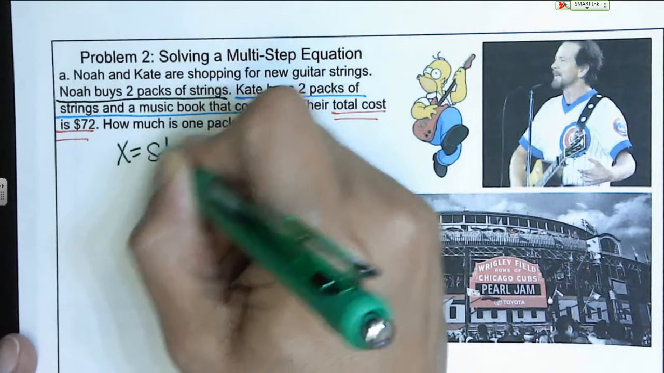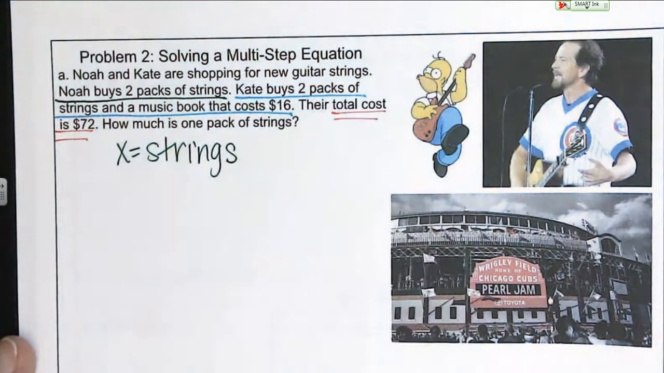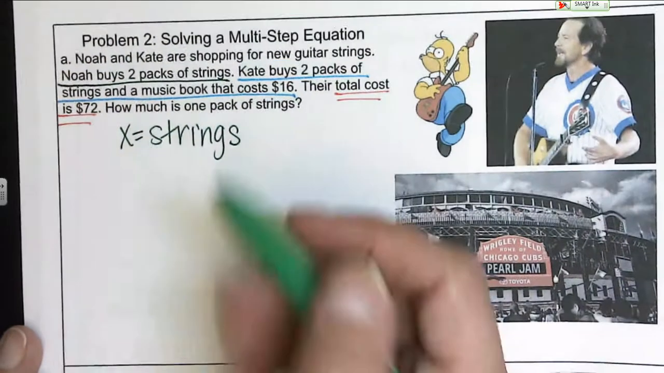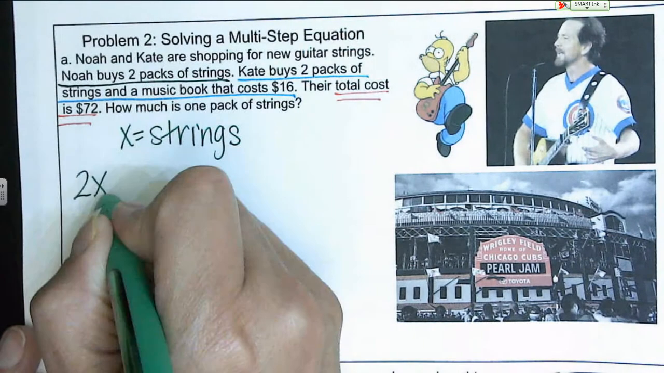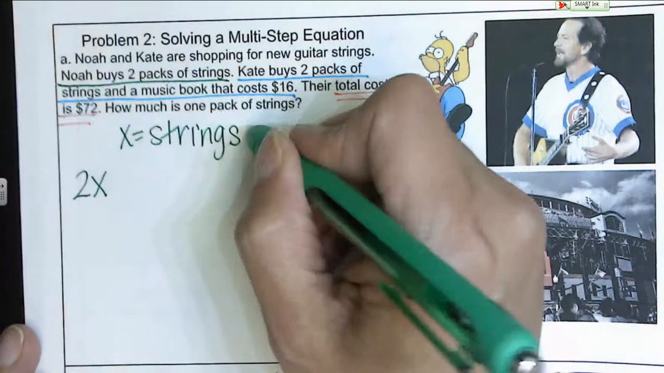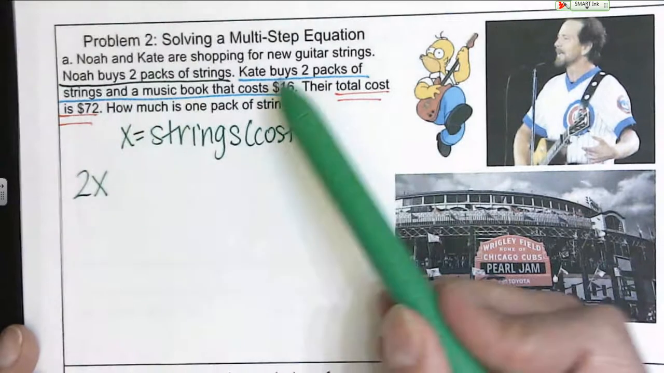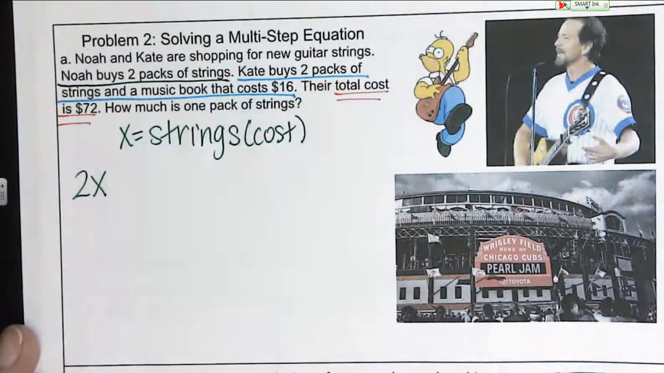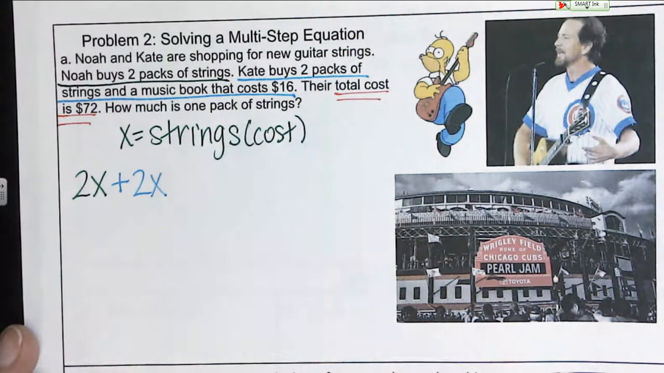Noah buys 2 packs, so it's going to be 2 packs times the cost of the strings, which is x. And we've got Kate buying 2 packs, so she's going to have a plus 2x. But she also bought that book, and it was $16, so we're going to have a plus 16. And their total cost is equal to $72.